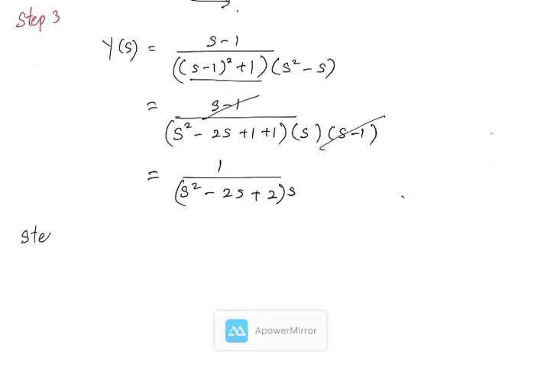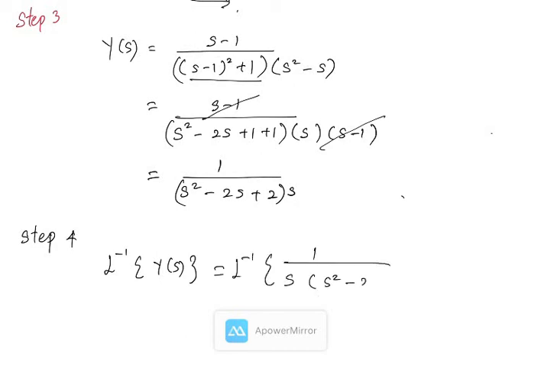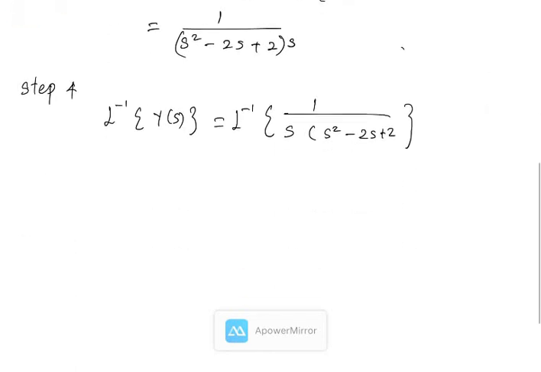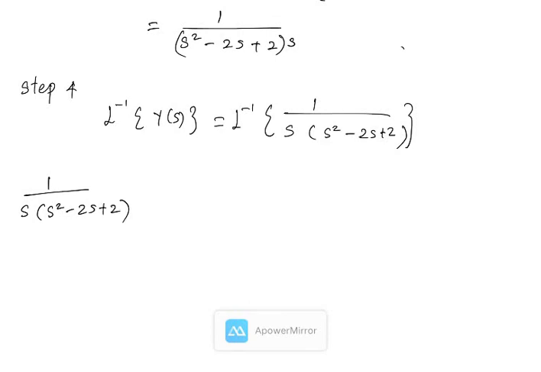In step 4, we take the inverse Laplace transform of Y(s), so we get the inverse Laplace transform of this whole thing. We can solve it using partial fraction expansion. So 1 over s squared minus 2s plus 2 is equivalent to, or we split it into A, B, and C: the first part is A over s plus Bs plus C divided by s squared minus 2s plus 2.